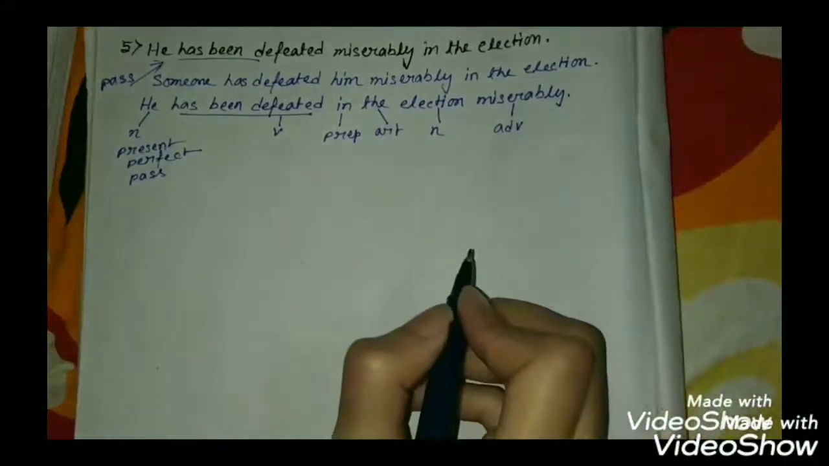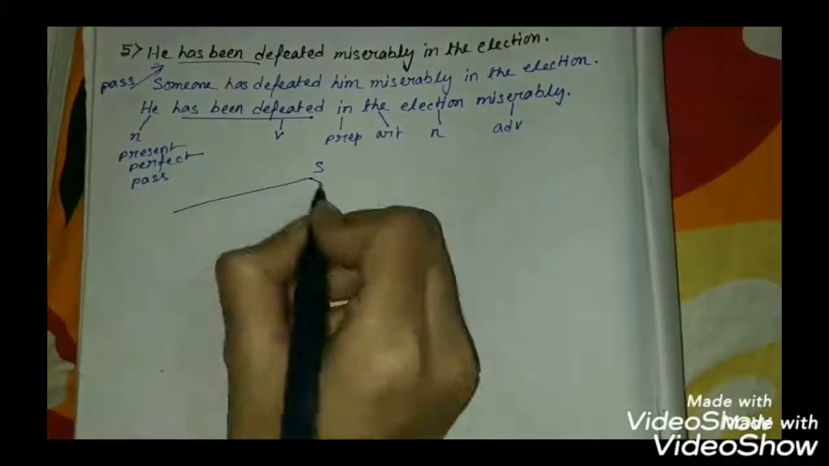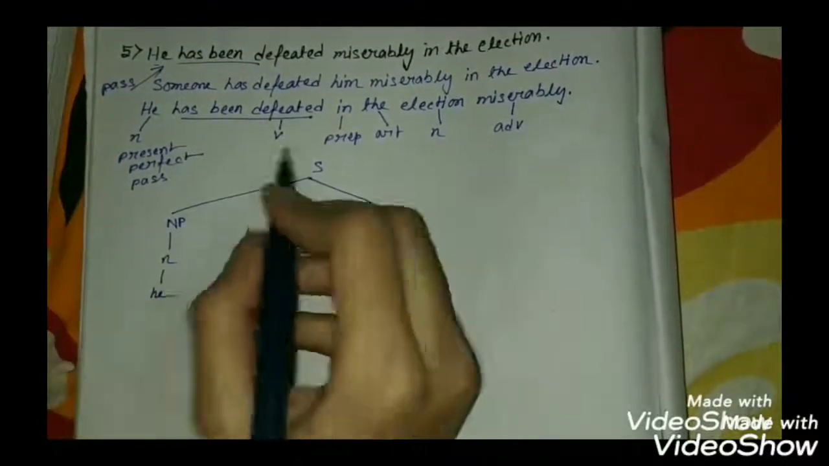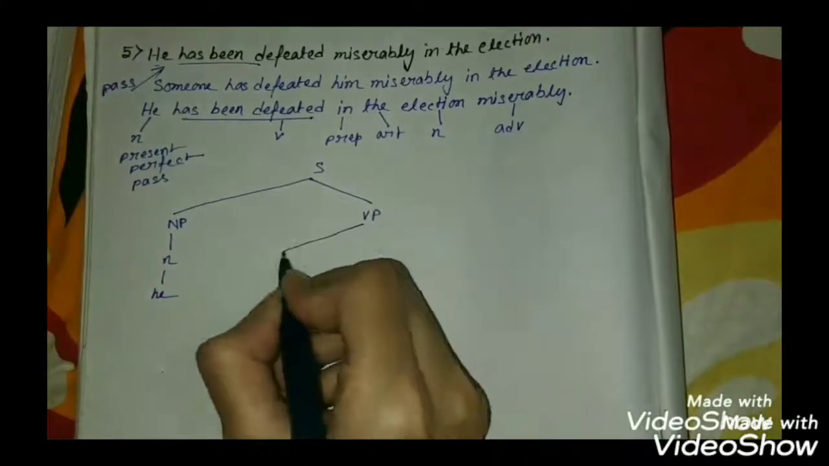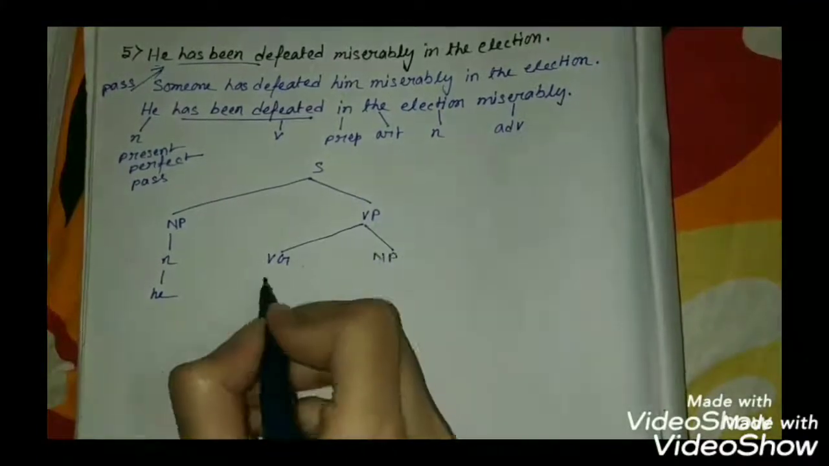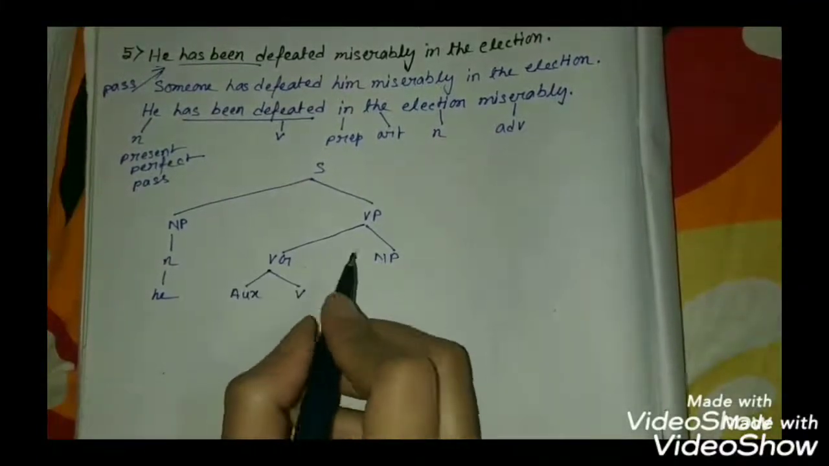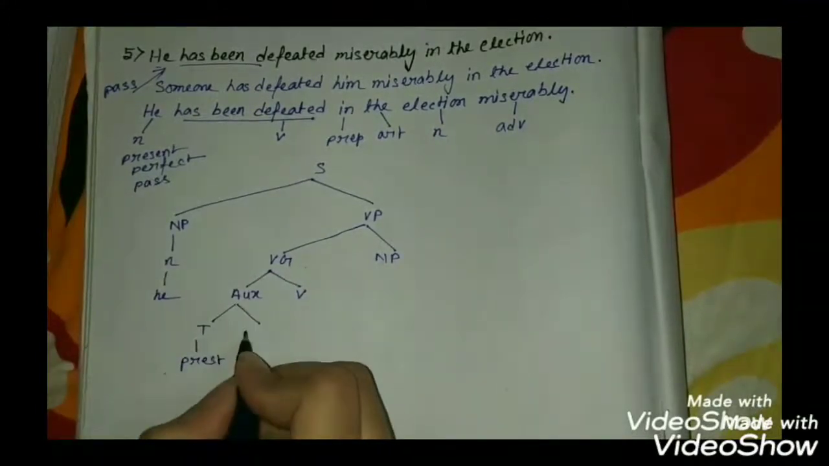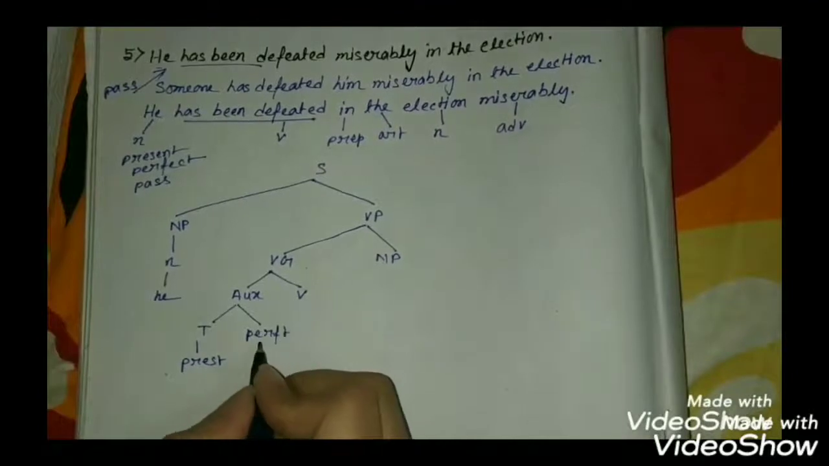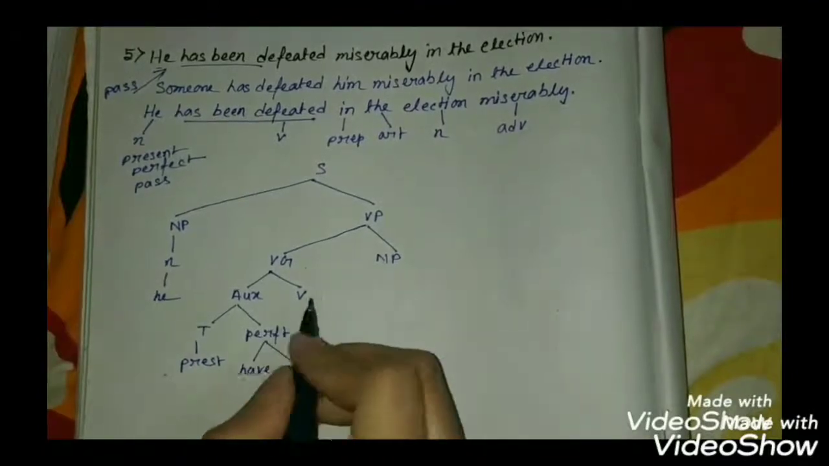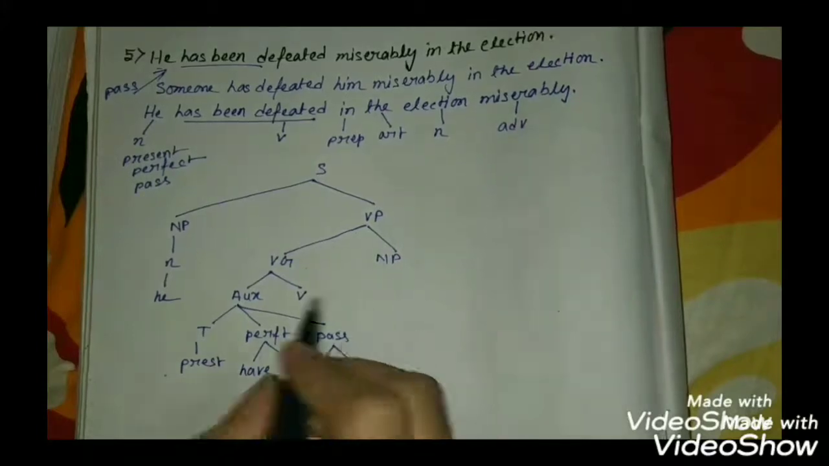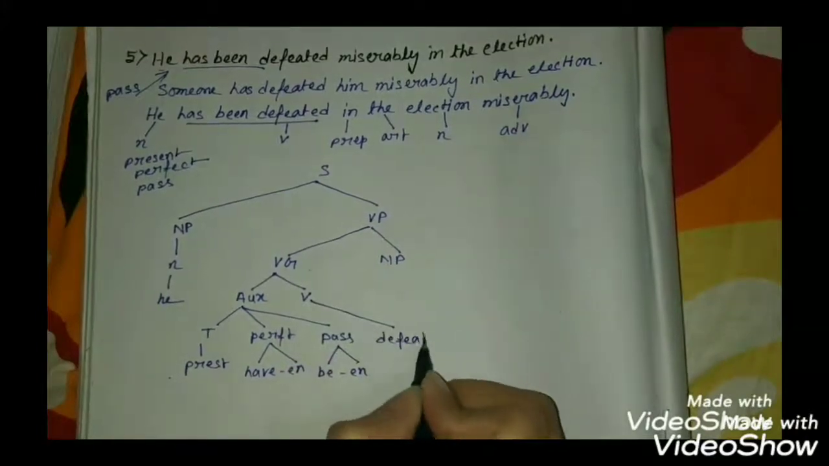So from S, NP, VP. Noun is he. From VP, VG, NP. So auxiliary and verb. So we will write tense is present, then perfect, under that have n, and then again passive, under that been, and verb is defeat.